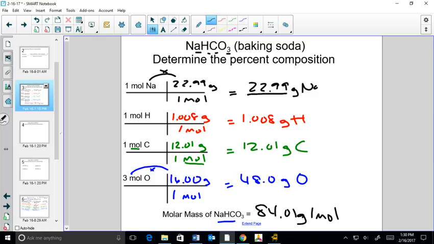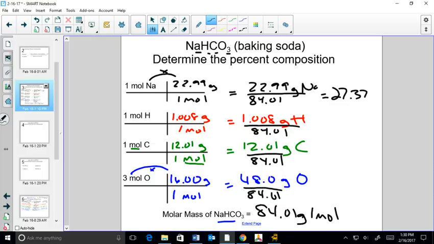So back to our piece here. We'll take this guy and divide it by 84.01. We'll divide this by 84.01, 84.01 and 84.01. We do our math, and we get 27.37% of sodium, because of course it's that number multiplied by 100. Here we get 1.20% of H. Again, these two numbers multiplied by 100.